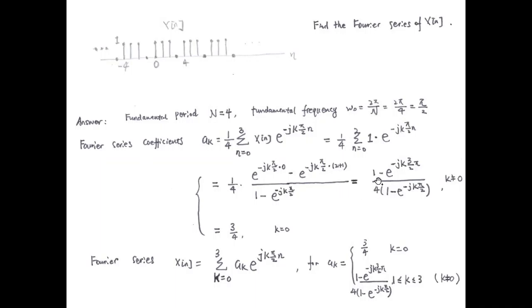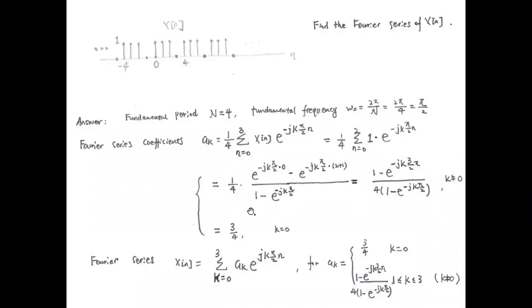And simplify a little bit. Anything to the power 0 is 1. The last term, the common ratio to the power 3, don't forget. But this can only be used when the common ratio is not 1, in other words, when k is not 0. Because when k equals 0, this common ratio is 1, we cannot put it in the denominator. Cannot put 0 in the denominator.